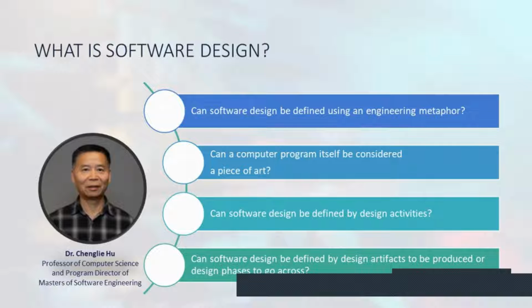Can software design be defined by design artifacts to be produced or design phases to go across? The way to describe a design and document information, content and organization can range from the more traditional big design upfront all the way to the code is my design. In fact, agile practitioners believe that design is not only highly iterative, but emergent, and models often lie. Thus, only coding, running tests, and refactoring the code reveal the truth about a design.